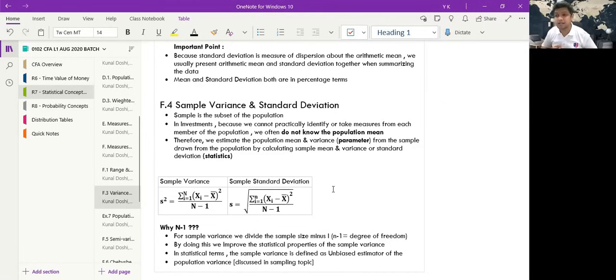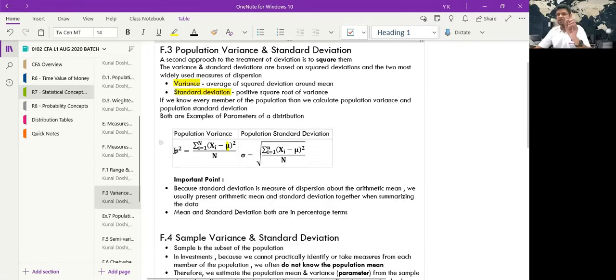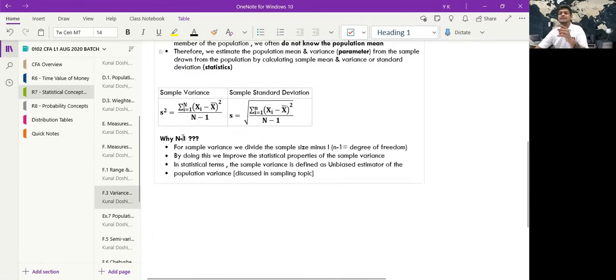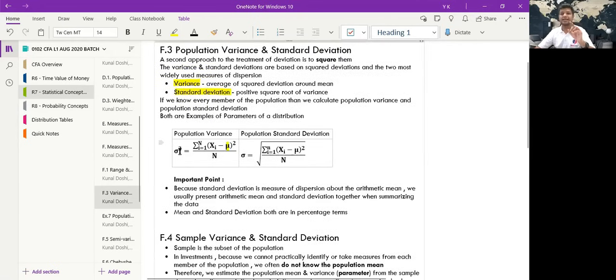But have you noticed one big difference in the formula of the population compared to the sample? What is the big difference that you must have noticed? Apart from the terminology, see, the terminology is here. Population is referred to as sigma, sample is referred to as S. Remember this, okay? Population standard deviation is referred to as sigma, population mean is referred to as mu. I'll write it here.